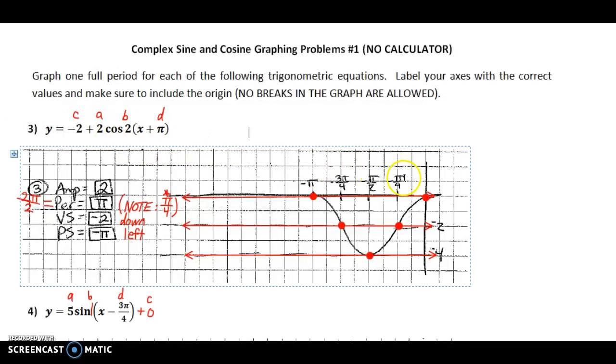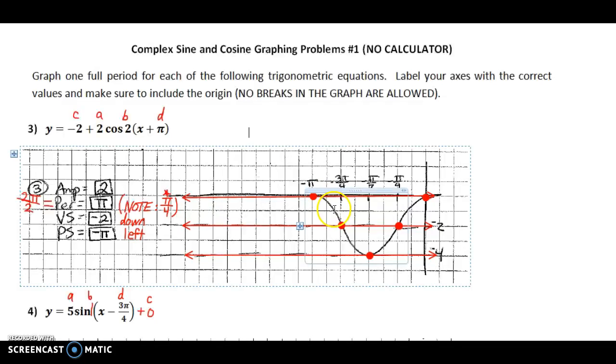Normally they start at a peak on the y-axis, but because we have a shift to the left pi, you can see that my starting point is here at the upper part of my graph, so I peak, and it is at negative pi because I went left pi. I know I need 4 more points in order to graph this function correctly.